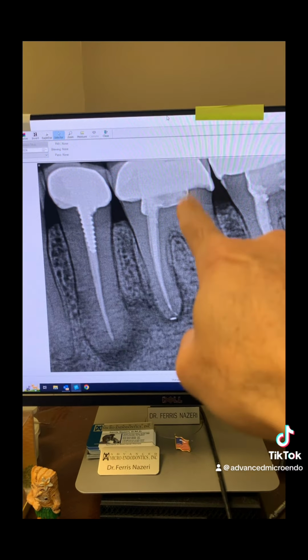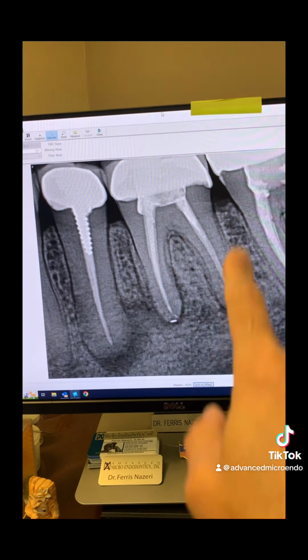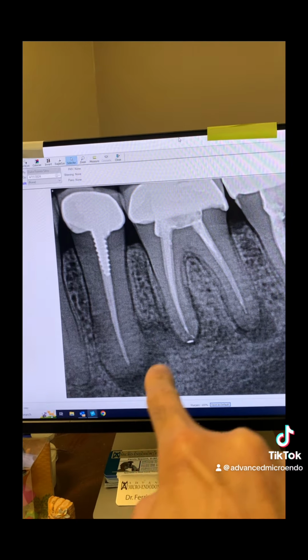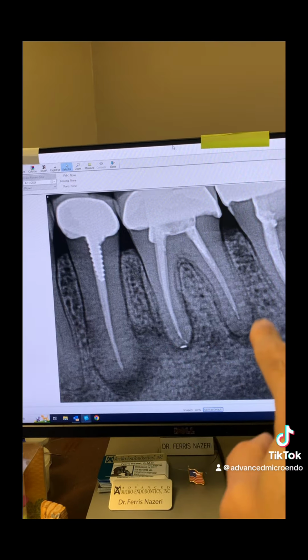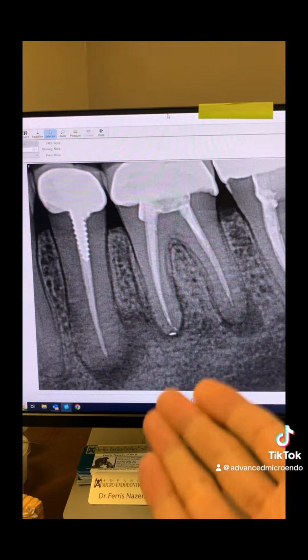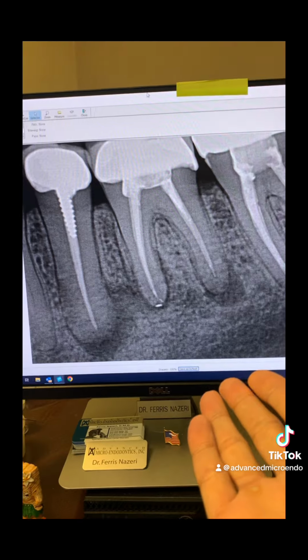So number 19 and 20, both tender to percussion and palpation. Probings were 2 to 3 millimeters all around. You can see previous root canal, prefab metal post there, periapical lucency here, here, and here. Okay. Do I need a CBCT? Why do I need a CBCT? I don't need a CBCT.